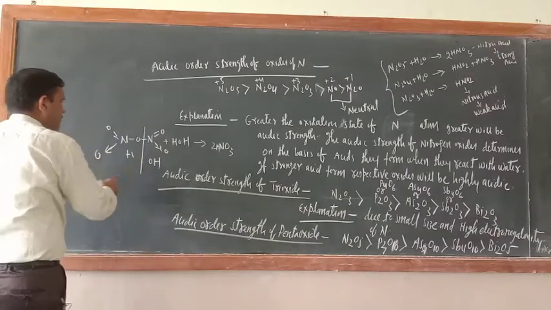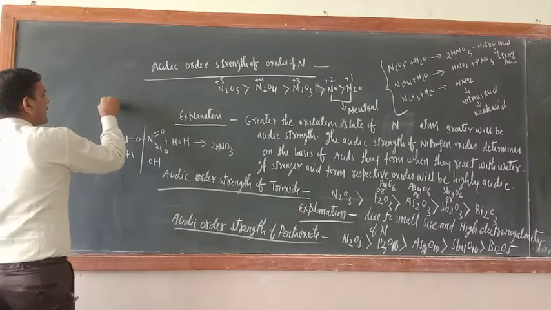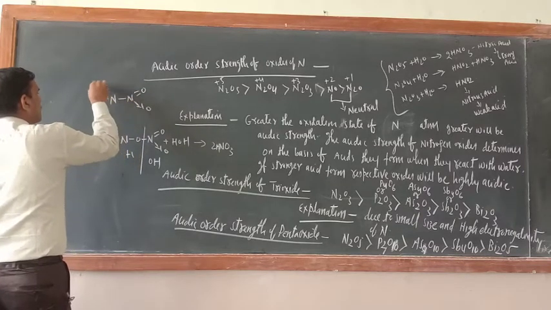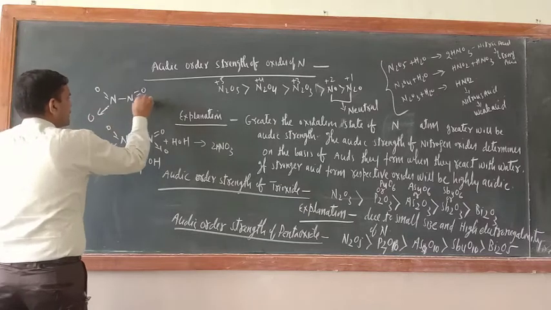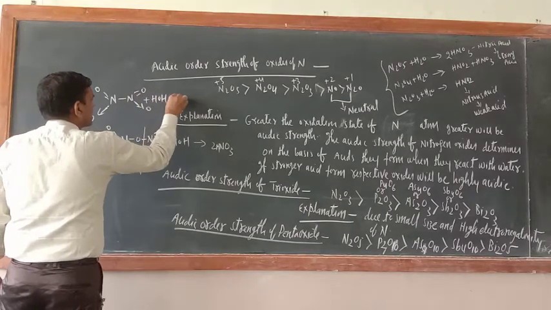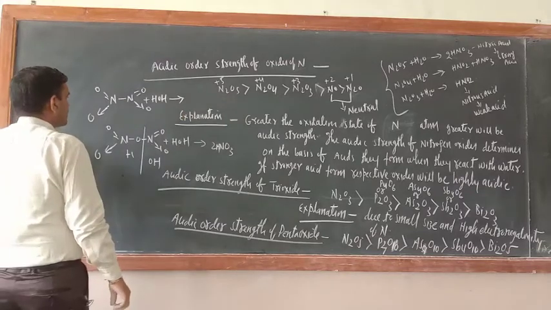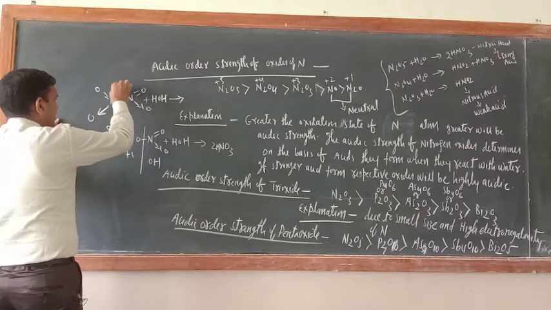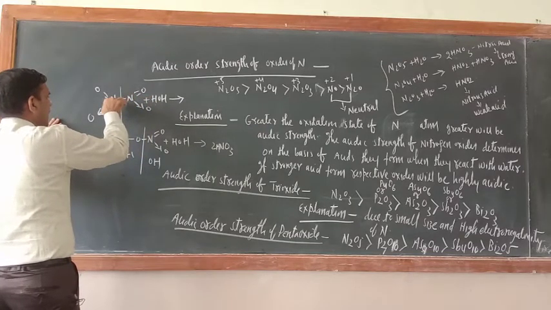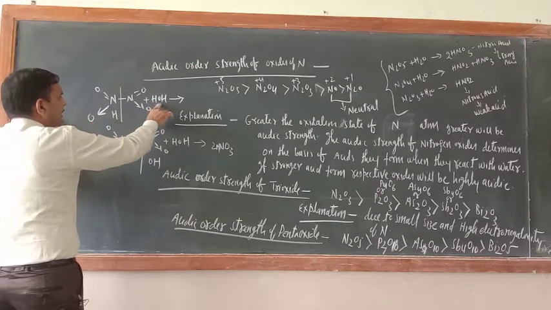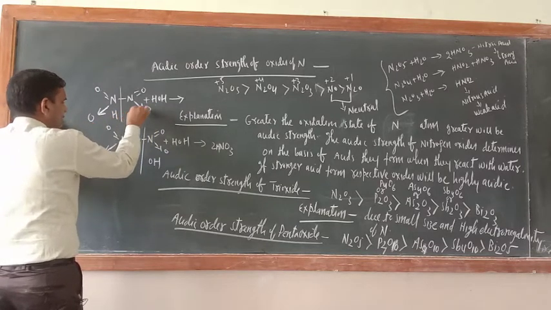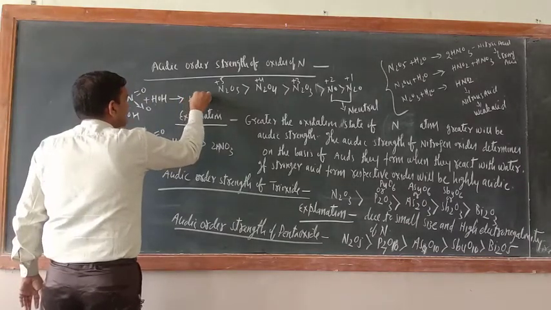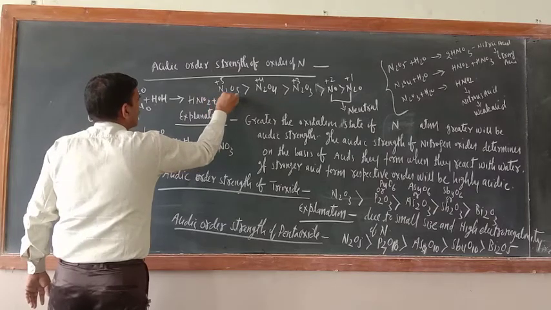Like that, the others will also react. Just see, N2O4: double bond O, coordinate bond O, double bond O, coordinate bond O, and its reaction with HOH. Just try to understand here. Give one H this side, so this is HNO2. And give another OH, H this side, OH this side, so this is HNO3. That is why it forms HNO2 plus HNO3.